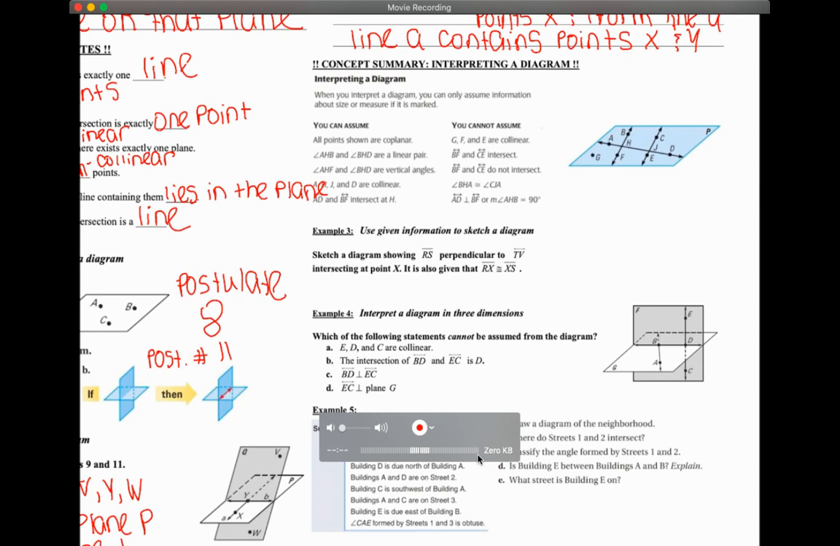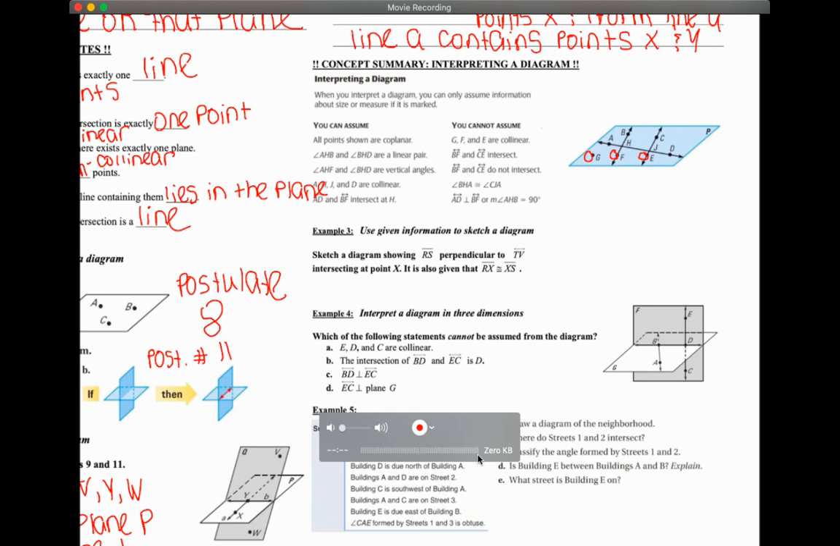And then A, H, J and D are collinear. Lines AD and BF intersect at H. So you can't assume that G, F, and E are collinear. Even though they may look like they're collinear, because it's not marked as collinear, you can't assume that.